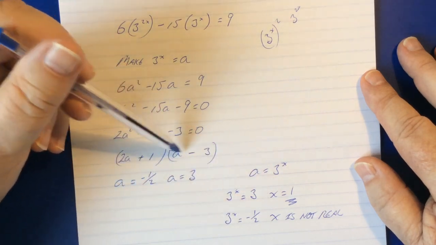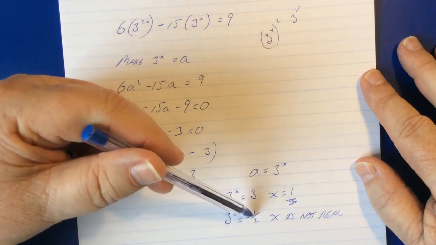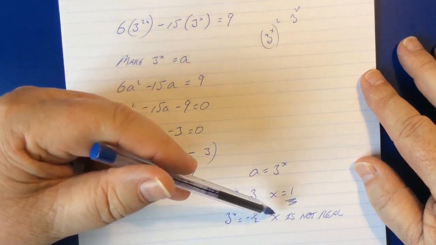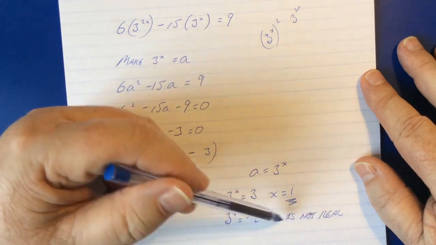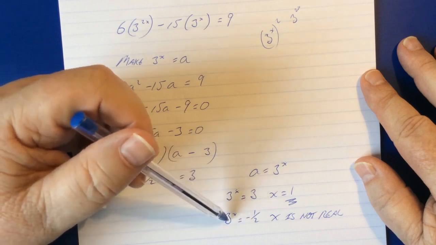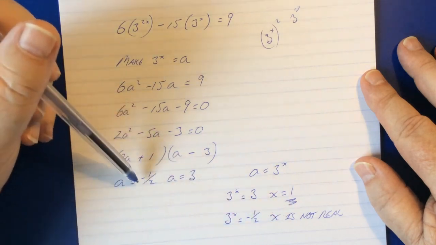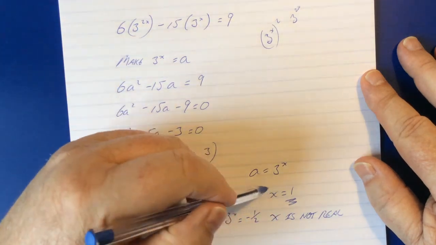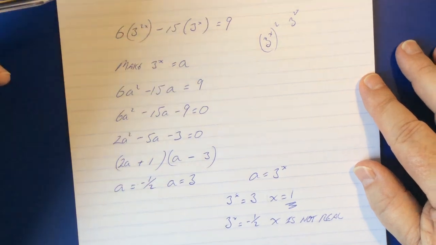The other solution to this was negative a half. 3^x equals negative a half. The number that we would get for this is not a real number. So we can ignore this potential solution here, and this is the one that we're after. So x is equal to 1.